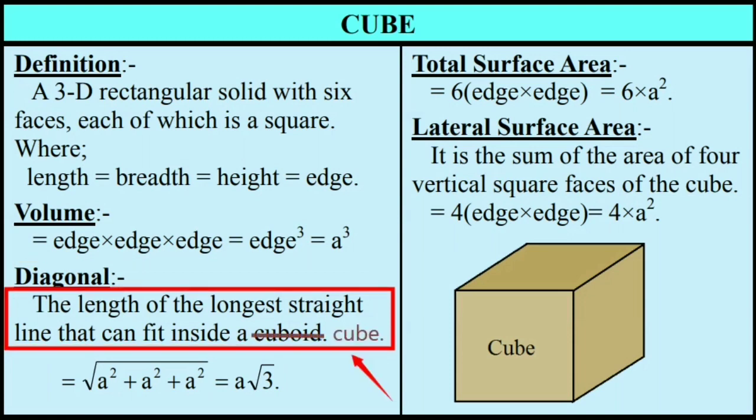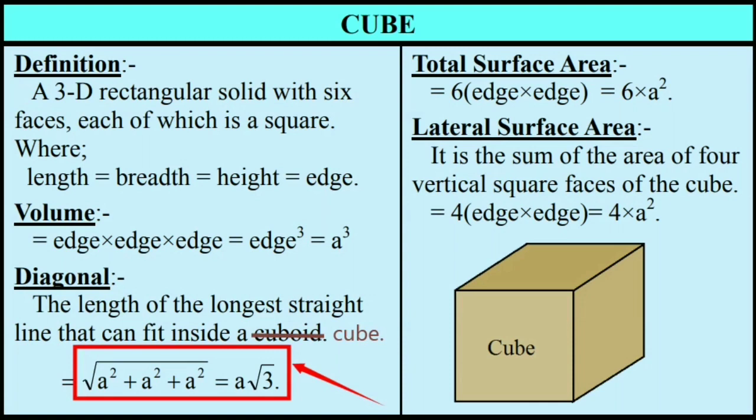Next word is diagonal. The length of the longest line that can fit inside a cube is called diagonal of the cube. Formula for the diagonal of a cube is obtained using Pythagoras theorem. The result obtained is root 3 multiplied by a. It means root 3 multiplied by edge of the cube.